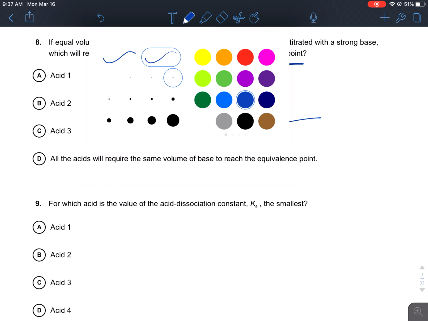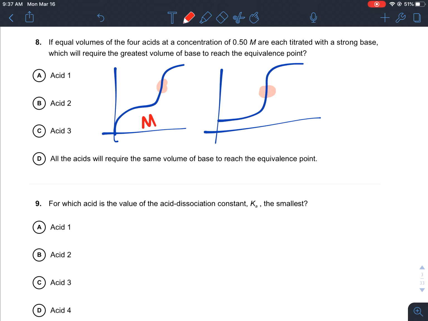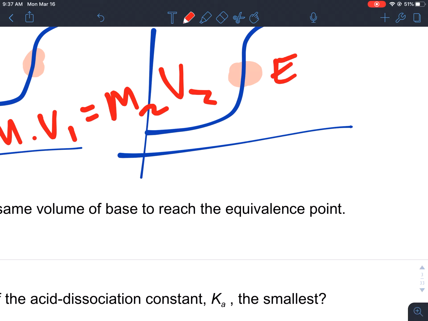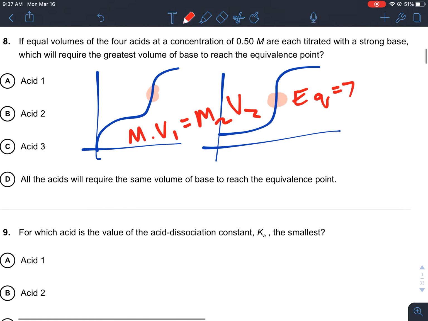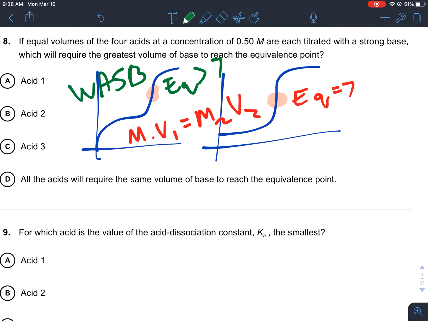However, you find it by M1V1 equals M2V2. Both of them are found that way. What does that mean? When you have equal moles of the strong base and the strong acid, the equivalence point is equal to 7. But when you have equal moles of the strong base and the weak acid, your equivalence point is above 7. But either way, you had equal moles, okay? The point is, all acids require the same volume of base to reach the equivalence point. They all require the same amount of base.